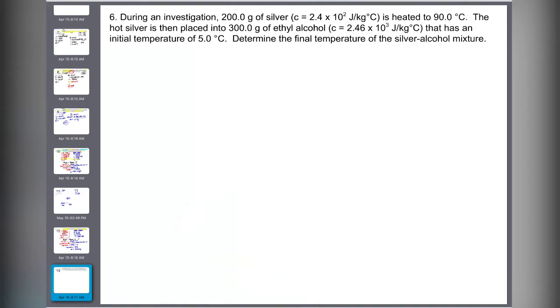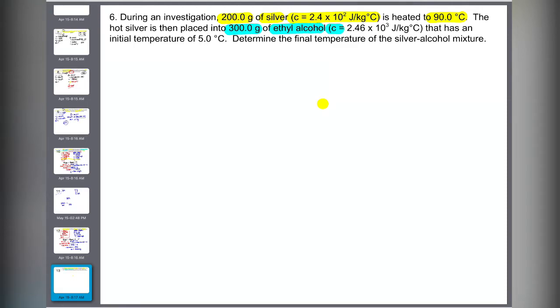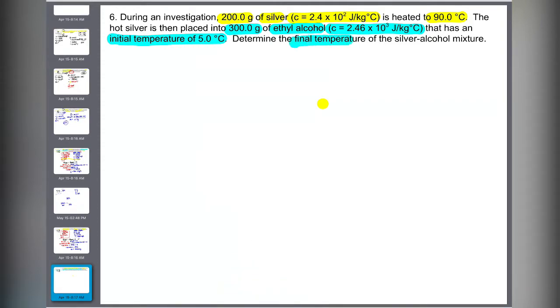Okay. All right. So 200 grams of silver, specific heat is 240, heated to 90. The hot silver is then placed in 300 grams of ethyl alcohol, 2460 specific heat, with the initial temperature. You need to find the final temperature of the silver alcohol mixture, keeping in mind the T2 is the same for the two sides.